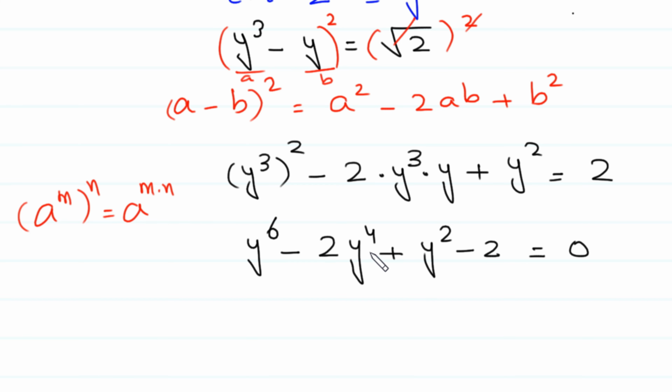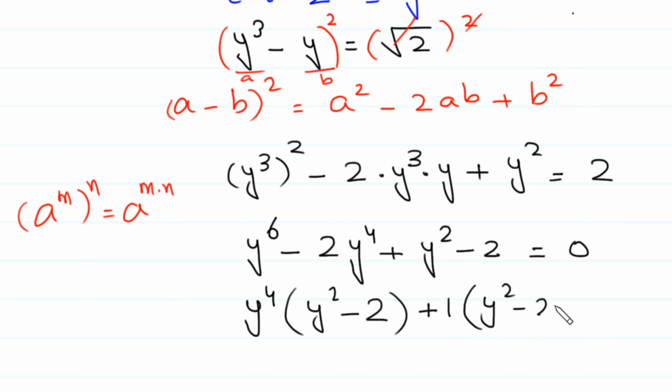Next, from this y to the power 6 and minus 2y to the power 4, we can take y to the power 4 as common. Y to the power 4 as common, and in bracket left, when we divide this y to the power 6 by this y to the power 4, we get y square, and this minus comes here. And when we divide this 2y to the power 4 by this y to the power 4, we get here 2. And from this y square minus 2, we can take plus 1 as common. Plus 1 as common, and in bracket left this y square and this minus 2. Y square minus 2 is equal to 0.